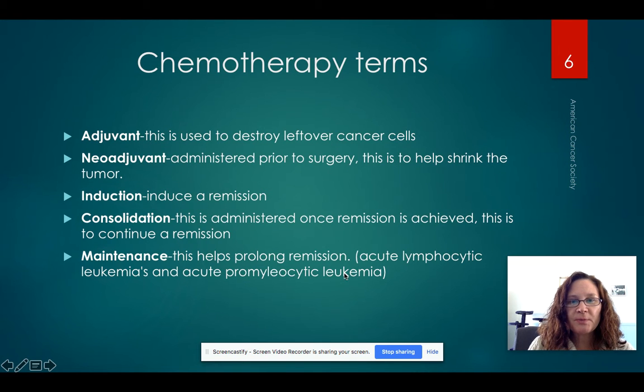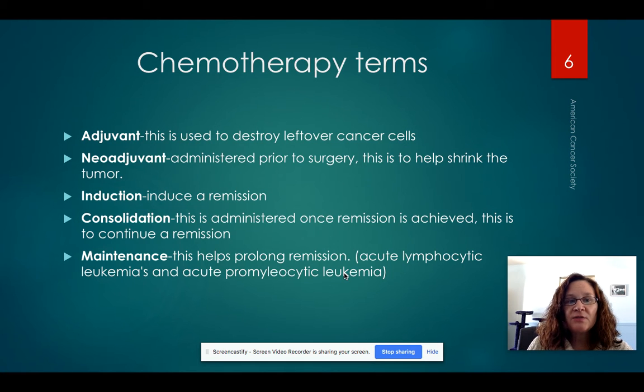So some chemotherapy terms that you may be hearing, first one is adjuvant. This is used to destroy leftover cancer cells. For instance, a patient may have surgery done and the tumors removed, and the pathology shows that there still might be some leftover cancer cells floating around. So we want to nip that. So we'll administer adjuvant chemotherapy to destroy any cancer cells left over.